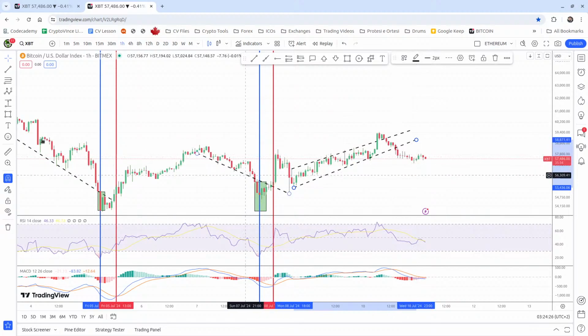Oh my god, the magnet is just so bad. Okay.